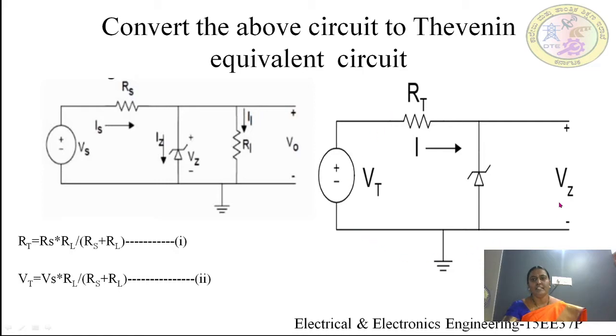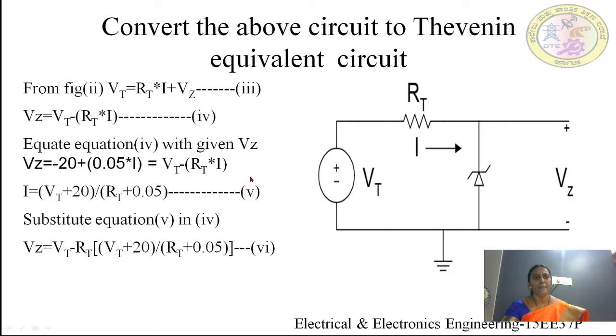Then this is the equivalent circuit of the original Zener circuit. This is the original Zener circuit, and this is the equivalent circuit. Next we see from the figure, Vt is equal to Rt into I plus Vz. This is clear from the diagram. From that, Vz is equal to Vt minus Rt into I.